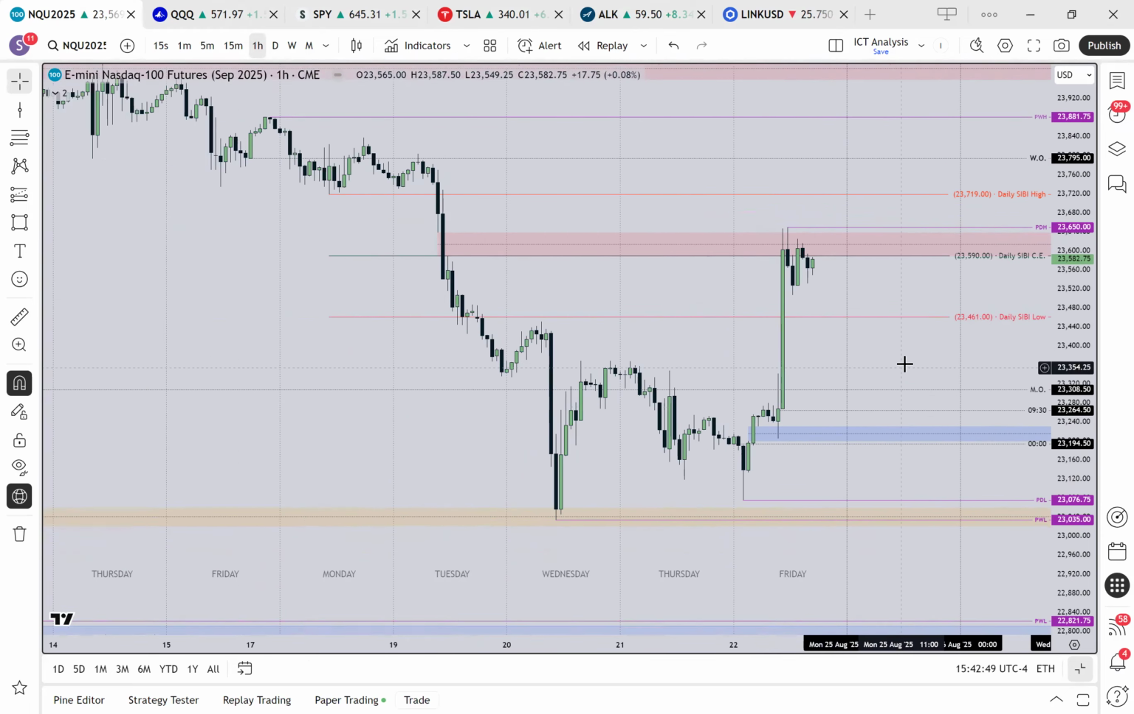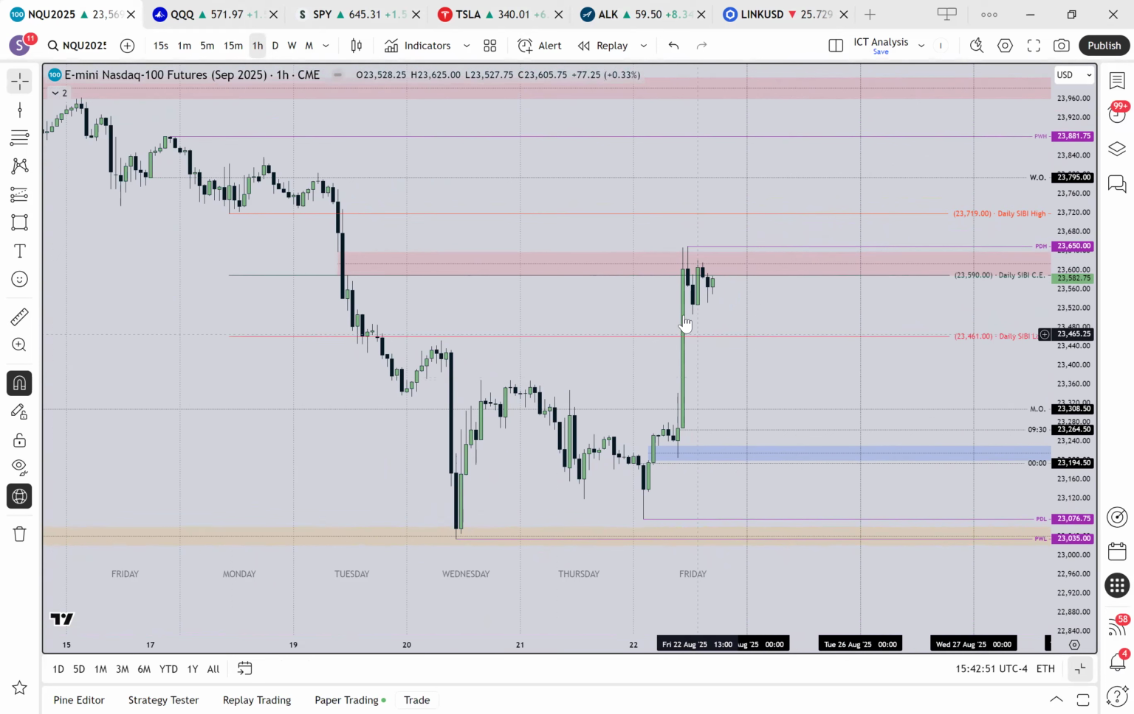So based on what I see here, if price on this hourly chart remains below this inefficiency, I'm going to look for market maker sell models for price to take out Friday's low and last week's low. These two relative equal lows down here. If price trades above and closes above this inefficiency here and takes out Friday's high, I'm going to look for market maker buy models and target last week's high up here, 23,881.75.